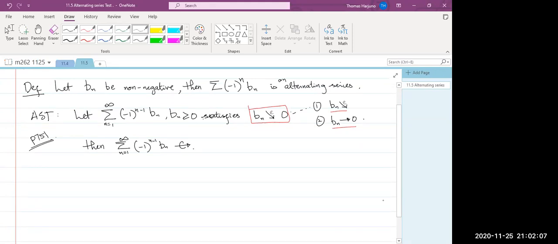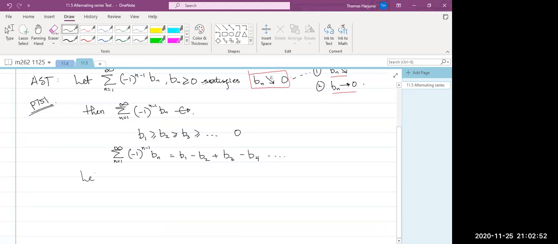Now, the proof is actually in the book, but I would like to give you the intuitive proof. Notice that we keep on adding. We have b_1 greater than b_2, greater than or equal to b_3, and so on, and eventually it goes to zero, right? Then the series is basically b_1 minus b_2 plus b_3 minus b_4 and so on. Let's define s_n to be the nth partial sum, the sum from 1 to n only.